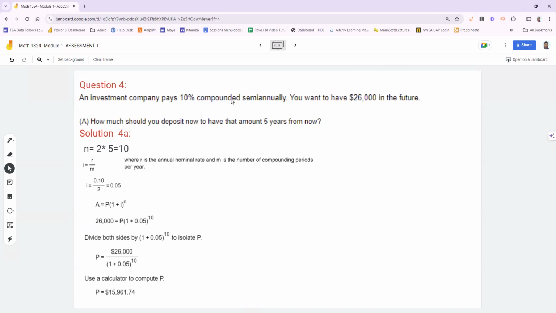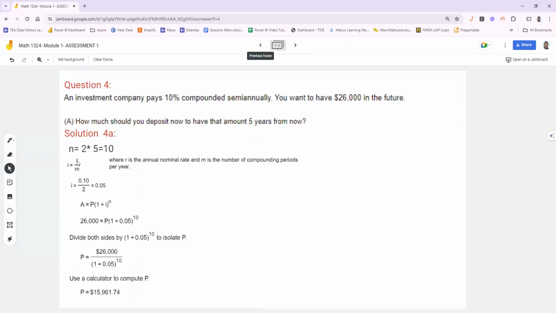When we look at the solution, because semi-annually means 2, and we have a total of 5 years, the n value is equal to 10. So this is going to go to the exponent. This will be the power. To calculate the I value, we need to divide R by M. So 10% is the R, and semi-annually means we divide the R by 2. This will be the I value. So this number goes here, and the exponent is 10. This is the expected value in 10 years, and we're going to solve this equation for P. When you isolate the P, this is what the calculator is going to give you for this question.